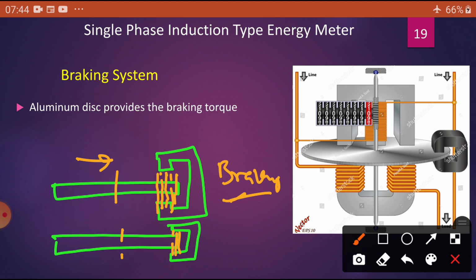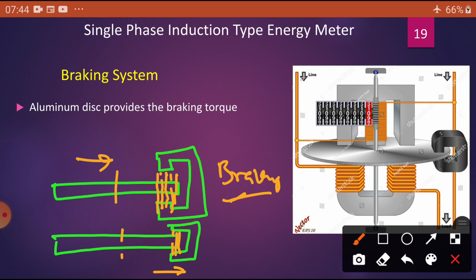Whereas if, instead of placing it here, I move my magnet outside, there is less interaction with this aluminum disc. Then what will happen? Less flux is linked and cut, so it produces less flux. That less flux produces less torque. The braking torque is less.